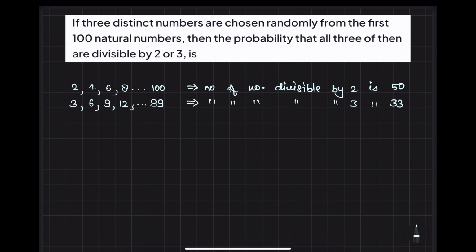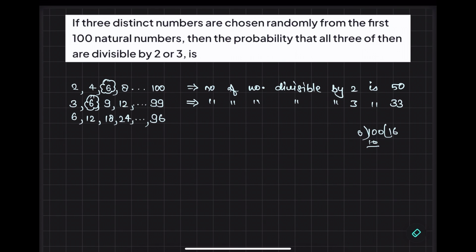Okay. Now there are certain numbers which we have counted in both 2 and 3. So that we have to understand. Okay. So it is 6, 12, 18, 24, dot dot dot. Now we have to find out the last number, which is 96.